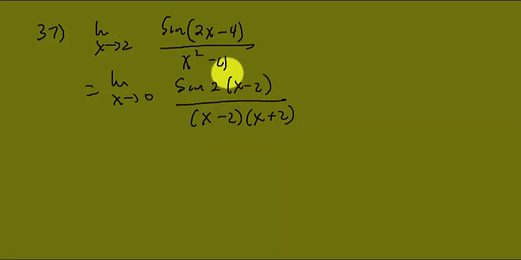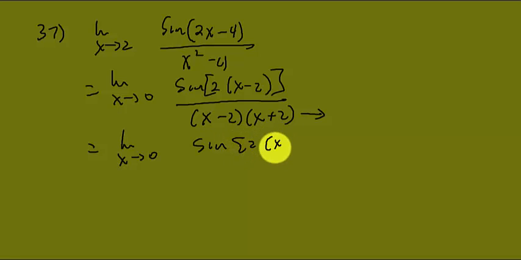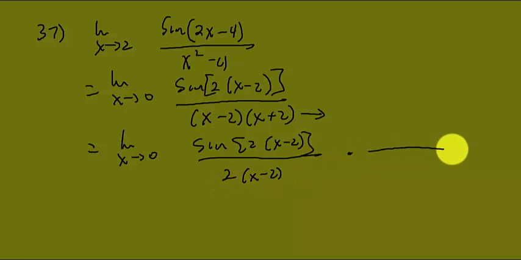Okay, I have to match up what's inside the brackets at the bottom. So what I'm going to do is slide the x plus 2 to the side, and I'm going to put 2 out in the front so I can match up. So this now looks like limit as x goes to 0, sine of 2 times x minus 2, all that over 2 times x minus 2, and times x plus 2. Because I put the 2 here, I have to put 2 on the top.